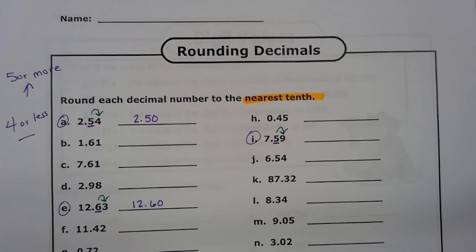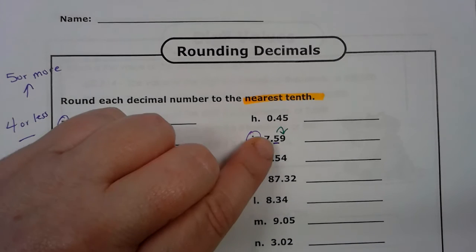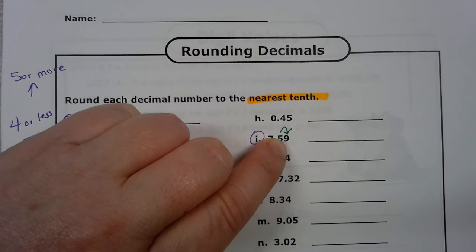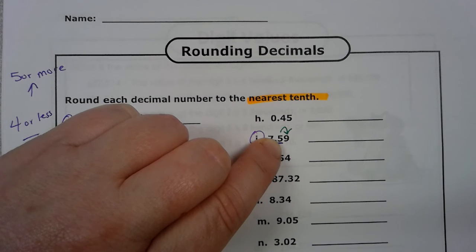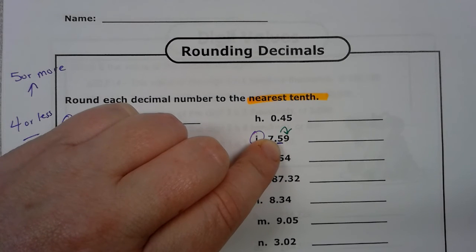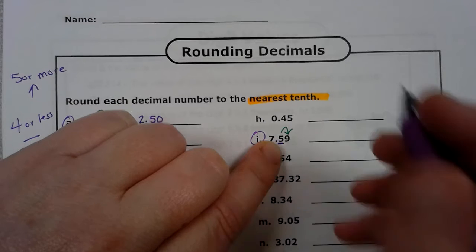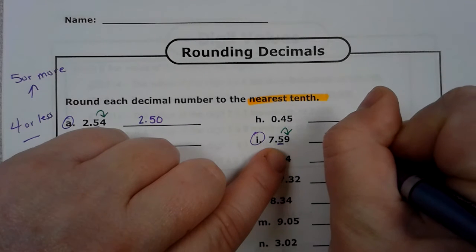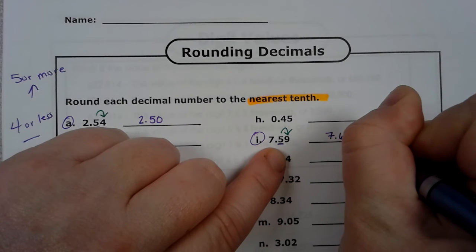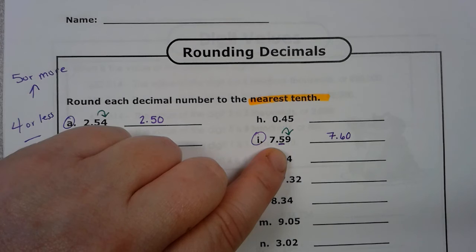All right, I have 7 and 59 hundredths. So I have the 5 is what we're rounding. The 9 is what we're looking at. 9 is greater than 5. So I don't know how you look at it. The 5 goes away, and it turns into a 6 because you were rounding up.